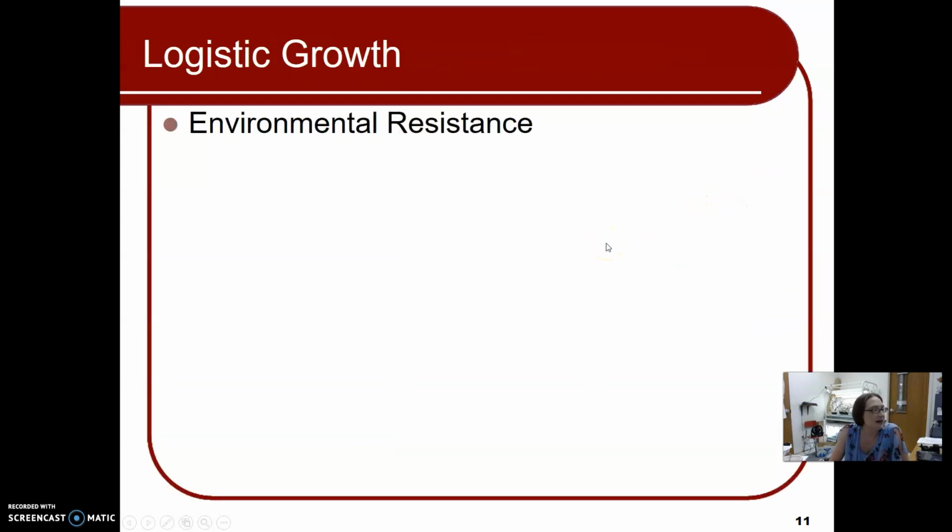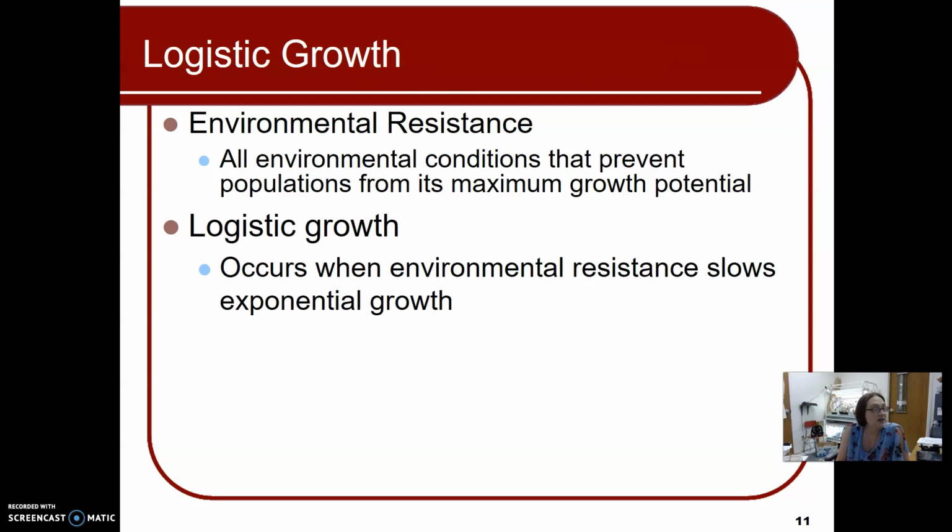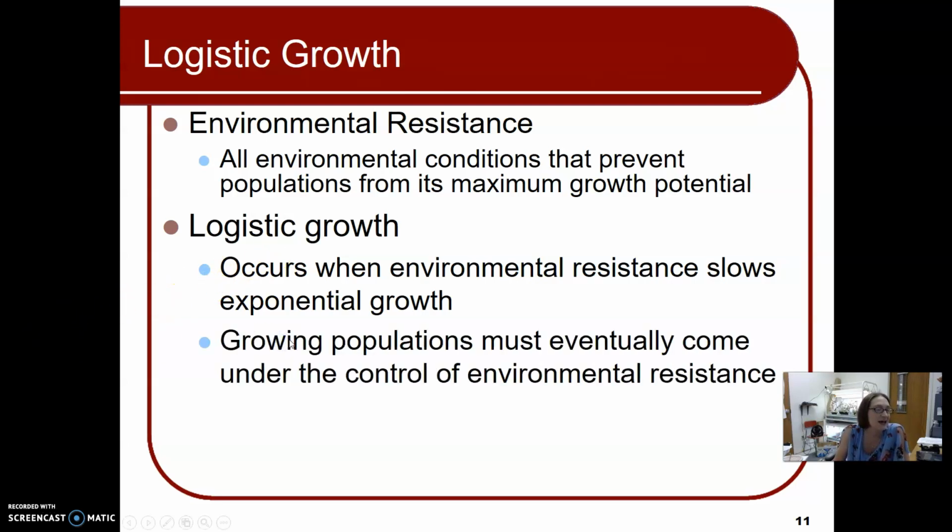But we run into environmental resistance. And that's all the environmental conditions that prevent populations from reaching maximum growth potential. So at some point, food, water, space, something's going to run out, and the population will be kept in check. We call this logistic growth. So after our exponential growth, we hit logistic growth. And that's when something slows down the exponential growth. There's not enough food, there's not enough water, there's not enough space. Every population must eventually come under some sort of environmental resistance.